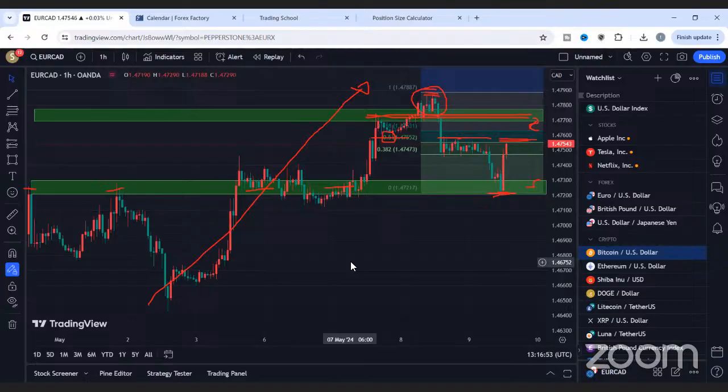And a few people asked me for a better understanding of ART: area, reaction, and trigger, the art of trading.